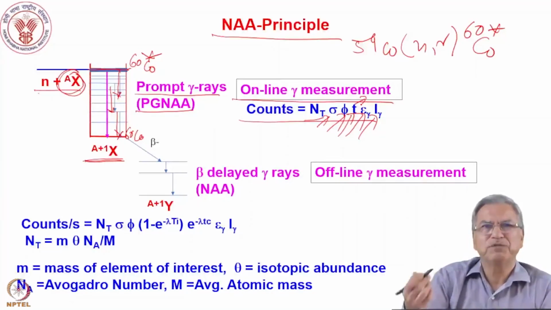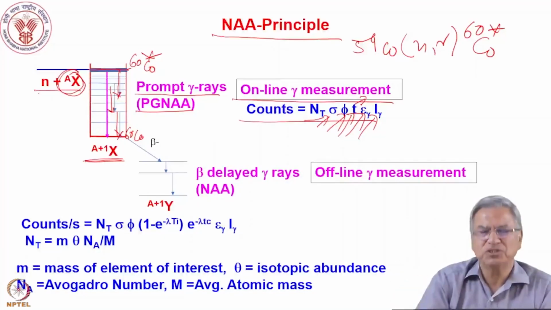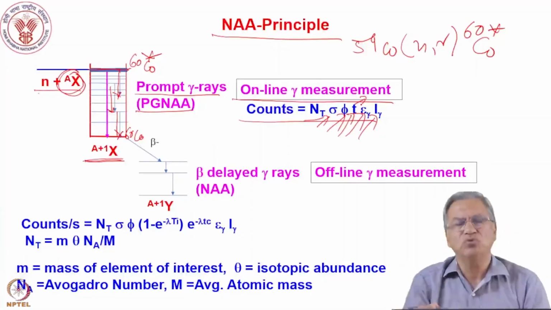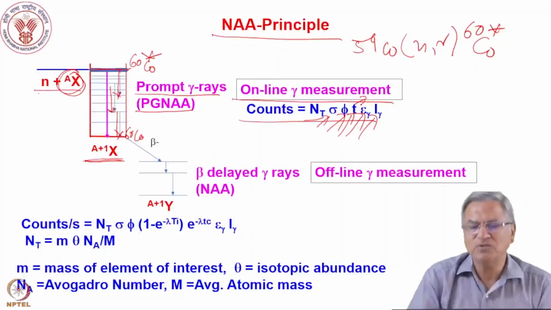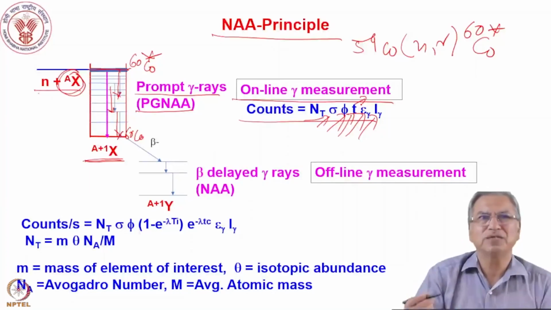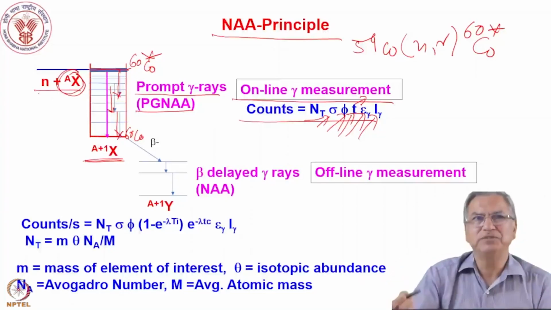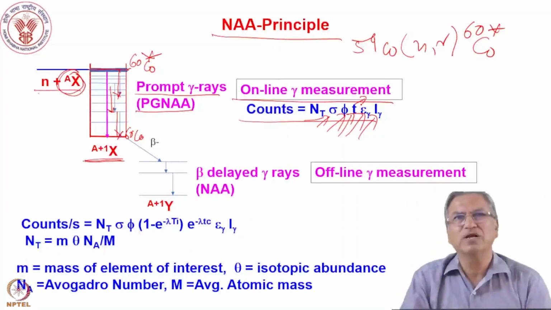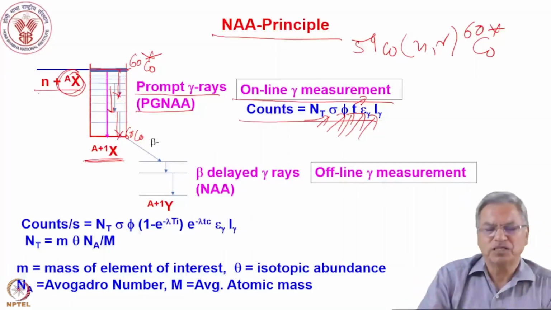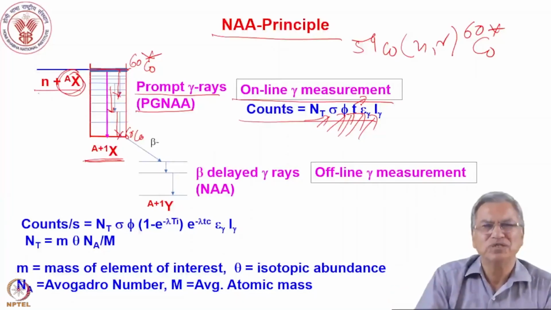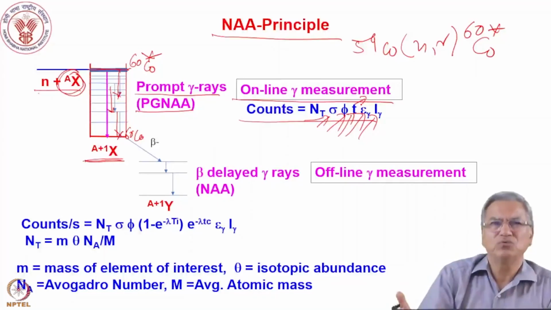Flux, you have to do some experiment, you use some monitors. There are some flux monitors, some standard samples where the concentration is known. You can find out the flux. Detection efficiency, you should know using standards, you can find out. And the intensity of the gamma ray, that is, how many times this gamma ray is emitted when that atom is formed. All these are nuclear data which are available in the literature. So this is prompt gamma neutron activation analysis. You need to do the experiment online, either in a reactor, or if you have a neutron source like a californium source, or you can generate neutrons at an accelerator site by spallation neutron sources. So you can do it that way.